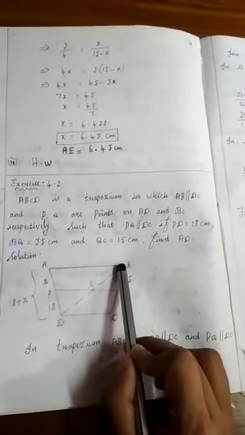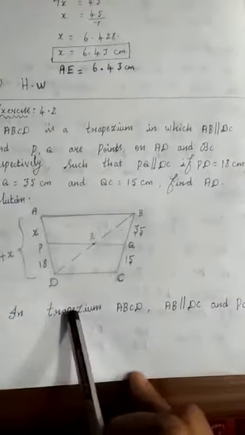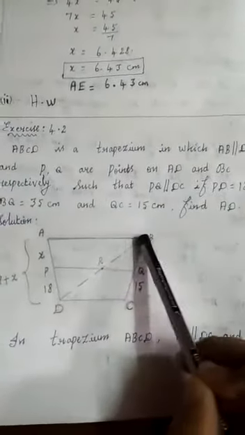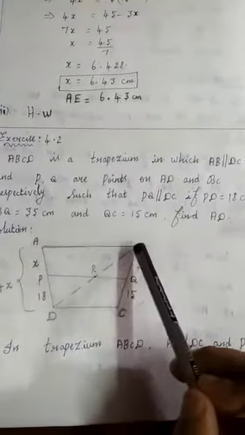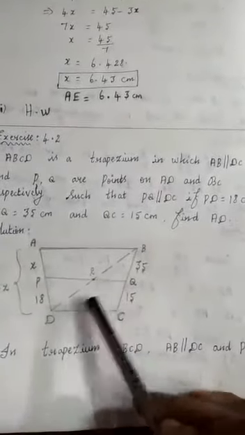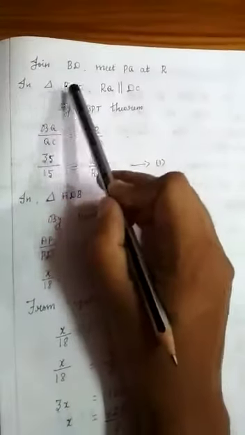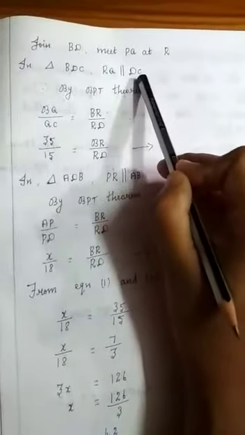Then we are going to use the PPT theorem. Now see here, first the given things you have to write: in trapezium ABCD, AB is parallel to DC and PQ is parallel to DC. In the next step, join BD, meeting PQ at R. Already we have seen that. The next one, first we take this triangle BDC. In triangle BDC, which two lines are parallel? RQ is parallel to DC.